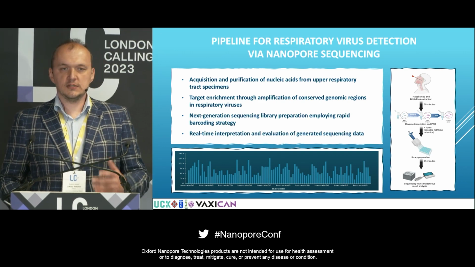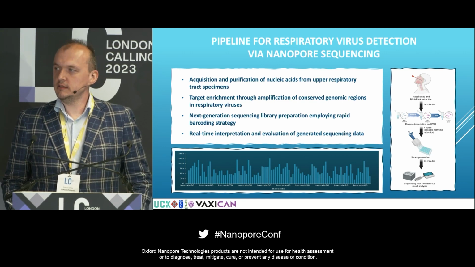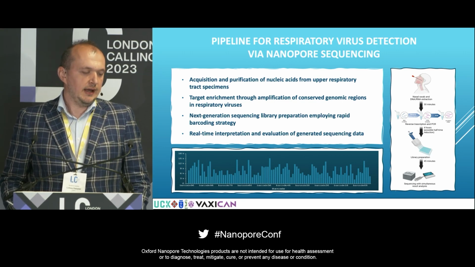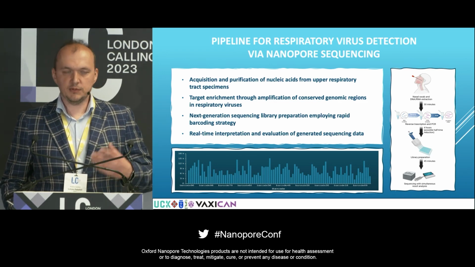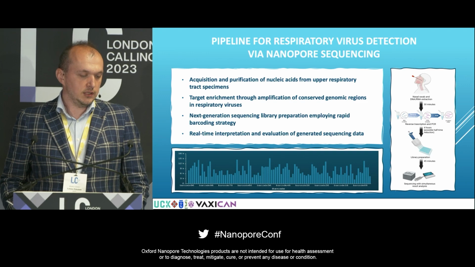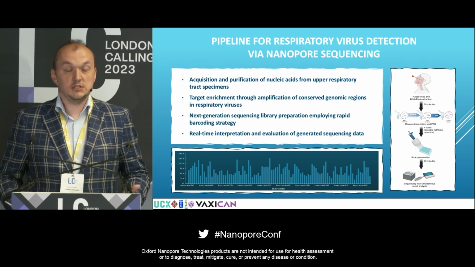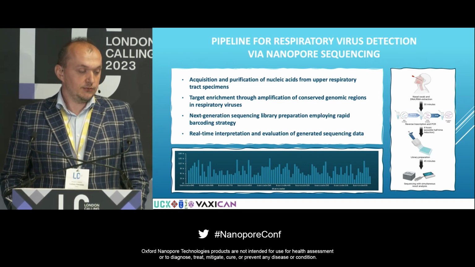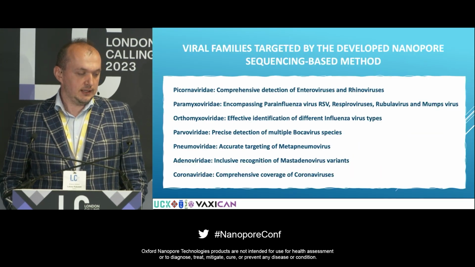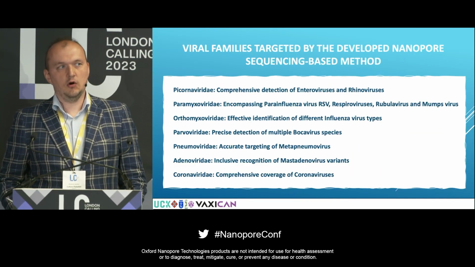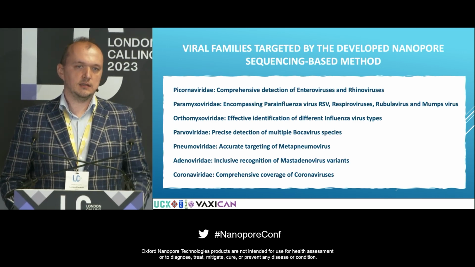This is also something good, and I will show you what we are doing now. First, after the sampling, we do the total nucleic acid isolation, and then we use targeted amplification. We use primers to amplify our targets, and then we go with the library preparation. We use rapid barcoding, so it's really fast, and then real-time interpretation and evaluation of what we really have in the sample.